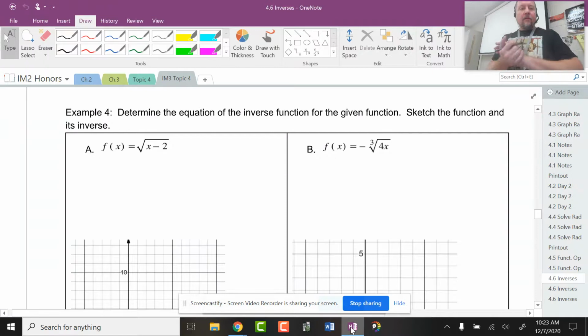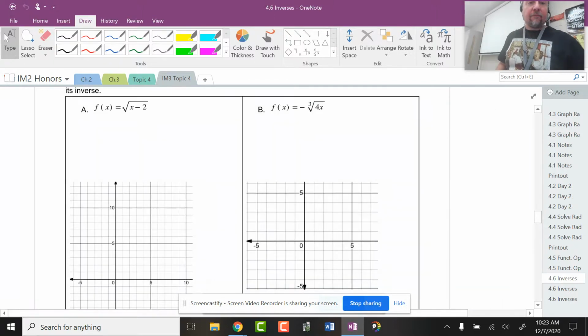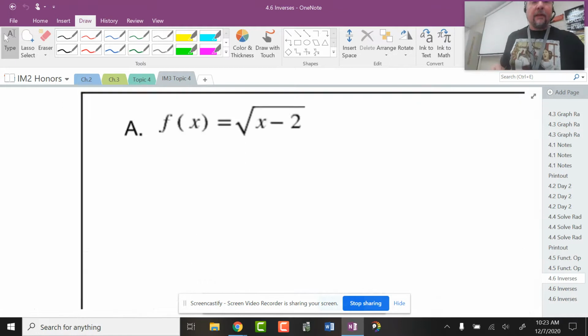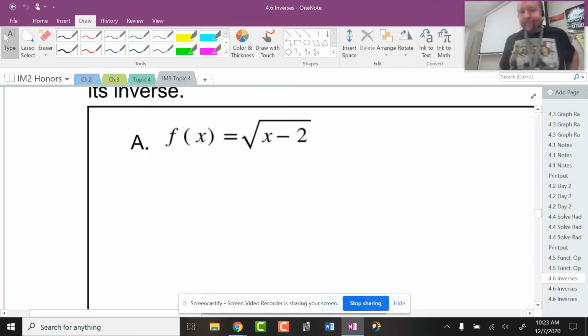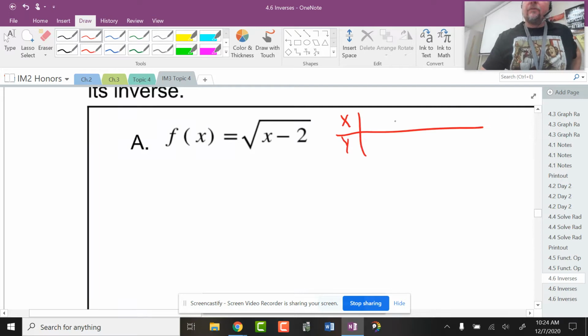Okay. All right. So Emily Ann, determine the equation of the inverse for the given function and then sketch. Let's sketch this one first. Input, output. What should I plug in first for graphing this? 2, 0 for sure. So I'll do a chart going left to right here. So 2, 0. What would be another nice one?